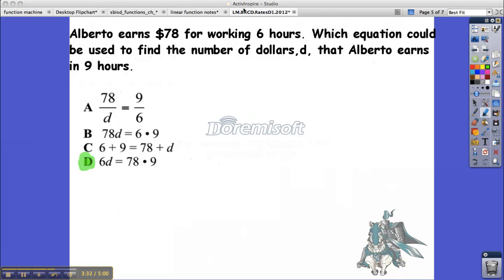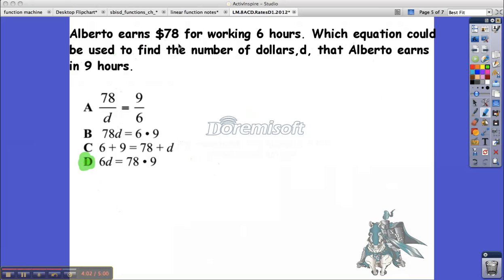I'm going to work backwards because I'm already on this page, and we'll start the next video as soon as we run out of time, so you'll have to go to the other video for the other ones. We'll start with this problem. It says Alberto earns $78 for working 6 hours, which equation could be used to find the number of dollars that Alberto earns in 9 hours. We have one proportion as a choice, and then the other ones are multiplication on both sides, and then addition on both sides.